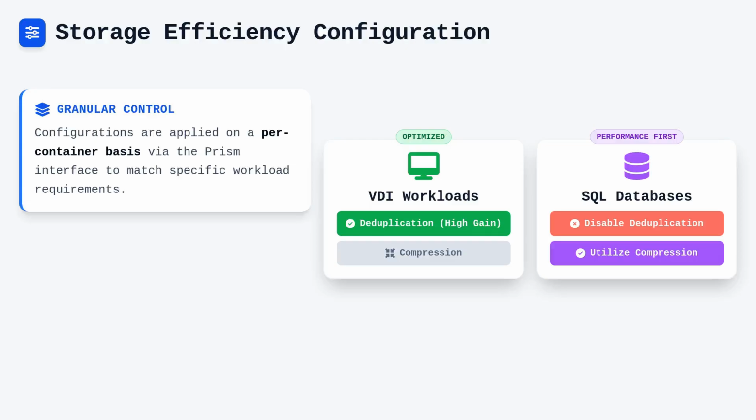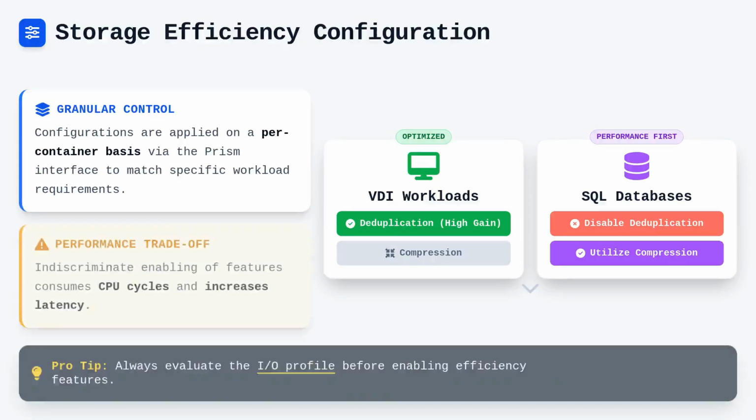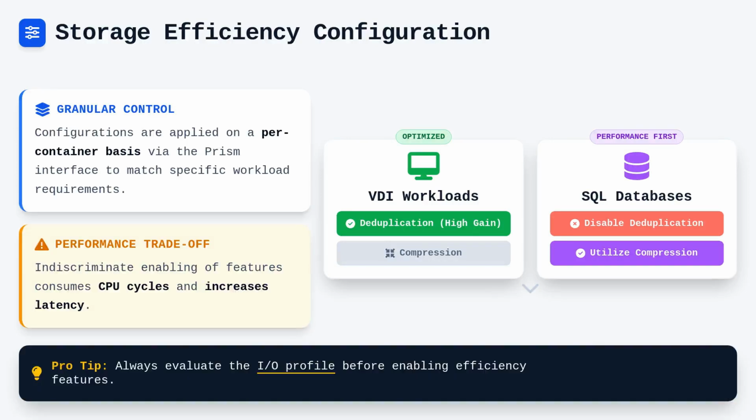This per-container configuration is how we bridge the gap between abstract architectural concepts and real-world infrastructure outcomes. You must evaluate the I/O profile of your data before enabling these features, as turning on every efficiency setting indiscriminately will consume CPU cycles and increase latency, effectively trading performance for space.